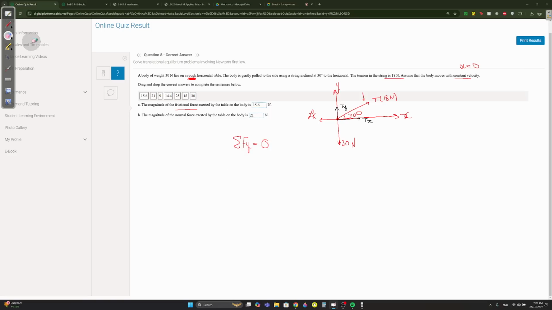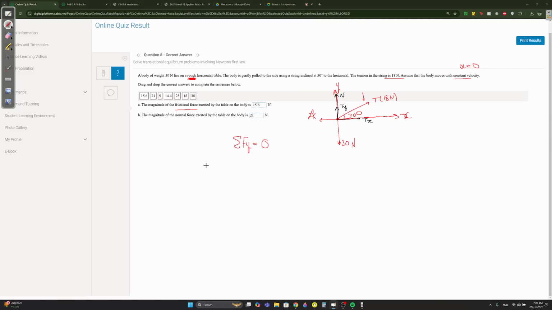Wait, I made a mistake. I didn't draw, I forgot, guys. Sorry, very sorry. When drawing your free body diagram, if you have weight and you have a surface, of course, there should always be a normal force, right?